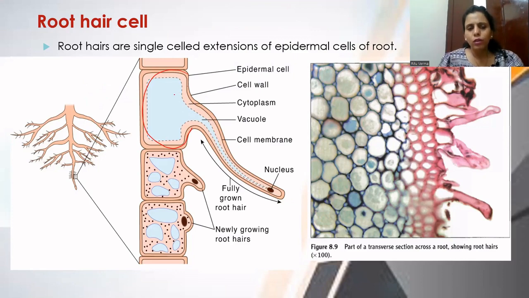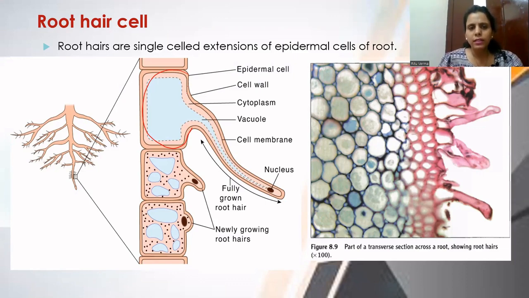Okay, and all these epidermal cells are like any other cell present in the plant. There is only one difference: all the cells present in the leaf or in the shoot have chloroplast, but the cells present inside the root, under the soil, have no chloroplast.